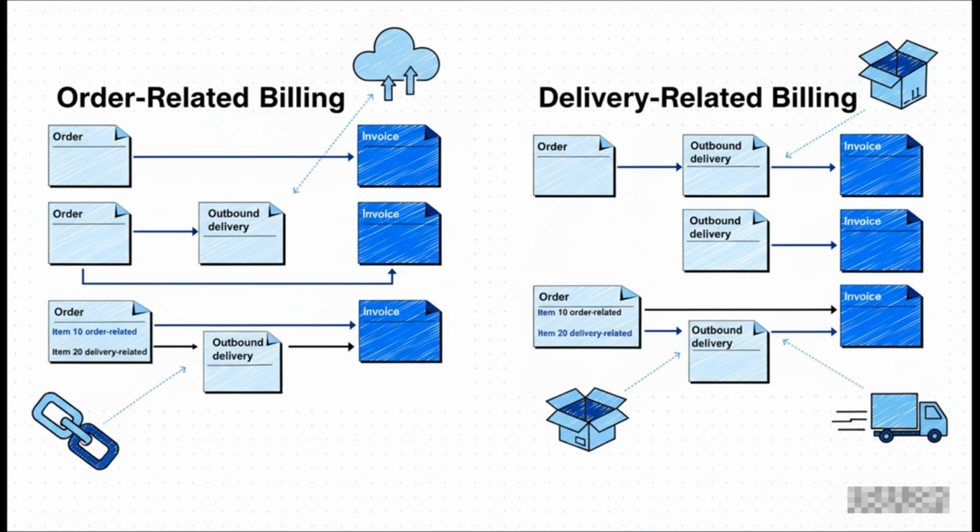Well, SAP gives you 2 main ways to handle this. On the left, you've got order-related billing. This is triggered by the sales order itself, which is absolutely perfect for things like services or digital goods where there's nothing to ship. But on the right, there's delivery-related billing. This only happens after the items have physically shipped, and that's essential for physical products. It makes sure you only bill for what you've actually sent out the door.